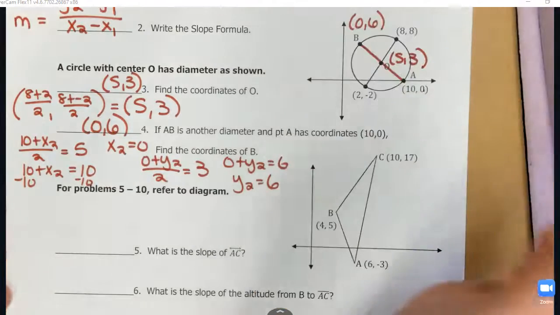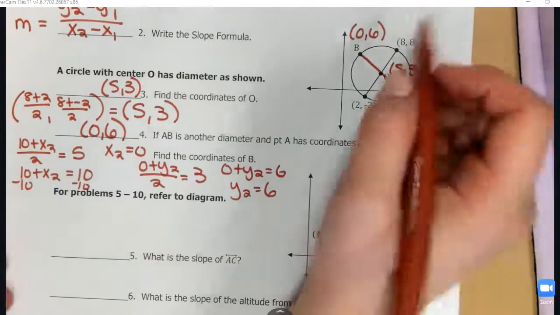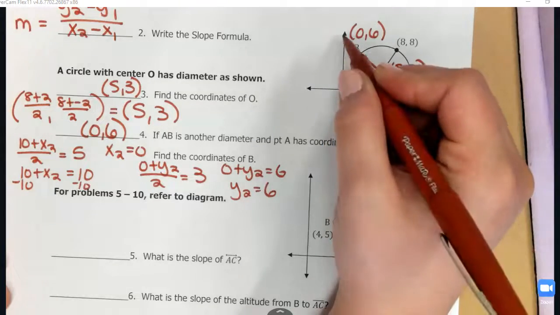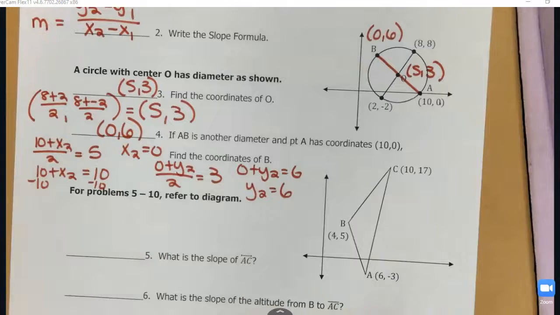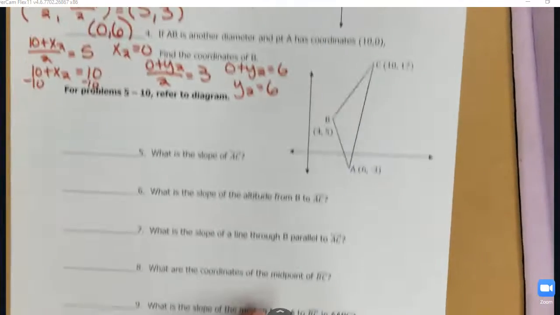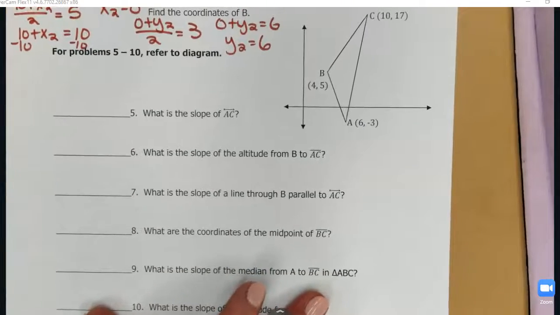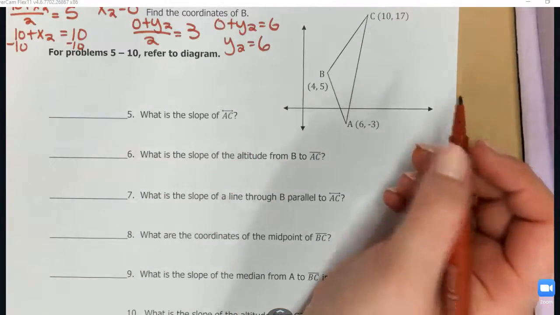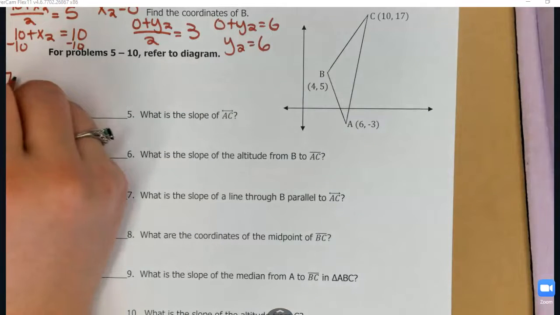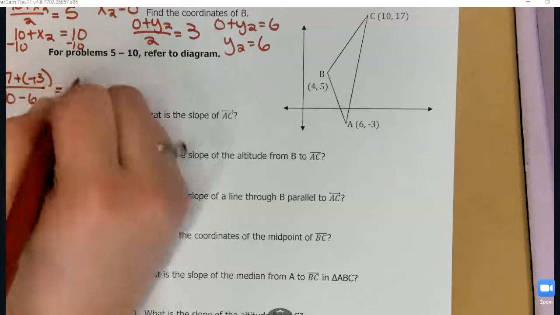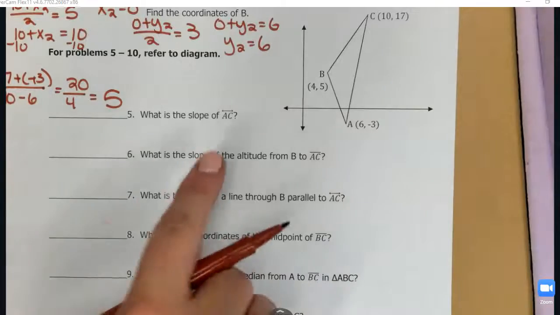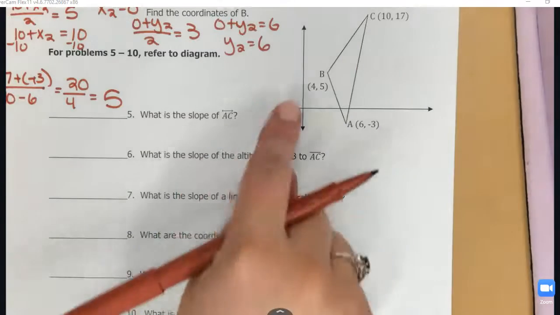Now, the reason I said when I passed these out that you can't make assumptions from the diagram, that's because if B was really at 0, 6, it would be on the y-axis over here. So 0, 6 is the coordinates of the other endpoint. On to 5 through 10, we're referring to the same diagram. What is the slope of AC? All we had to do here was literally use our slope formula, AC. 17 minus negative 3 over 10 minus 6. That is 20 over 4, which is 5. The slope is 5.